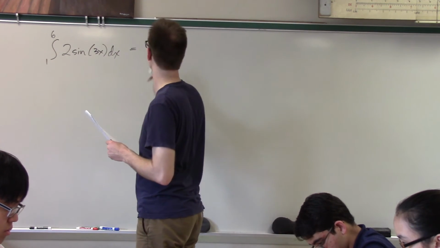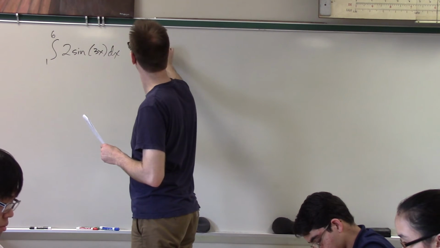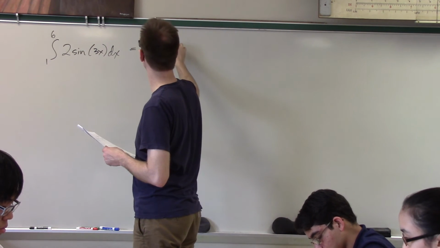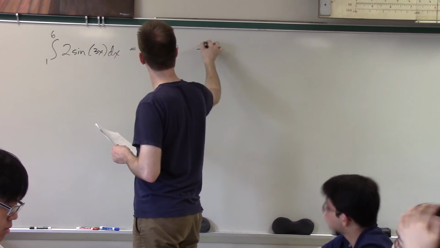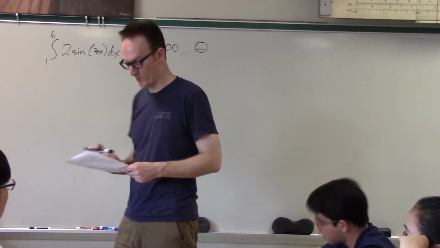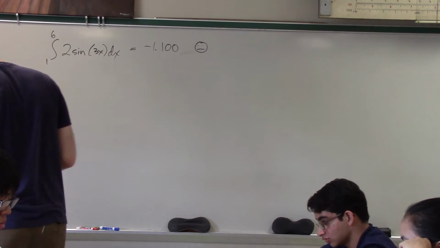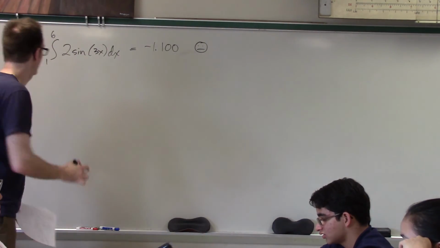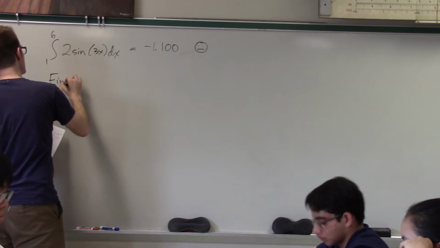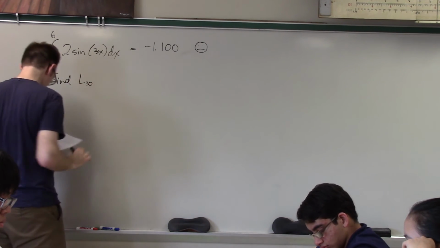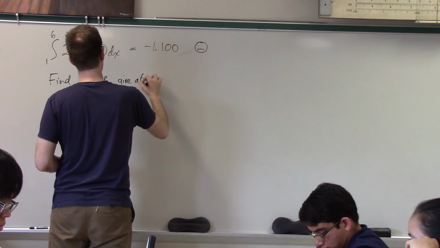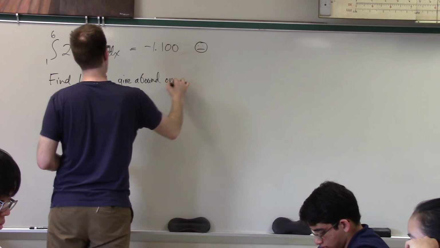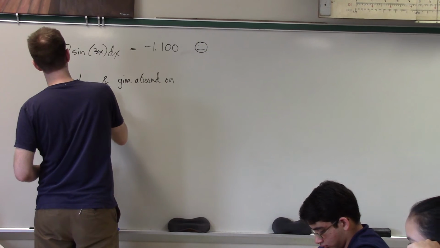You promise after this, you'll always be able to use a calculator? Negative 1.100, etc. Okay, great. But I don't want to use Math 9. I want to program Math 9 type analyses. So here's our task: find L30 and give a bound on the error.